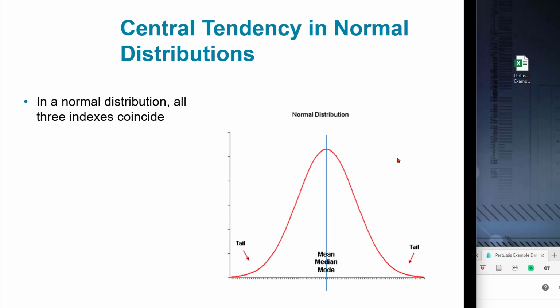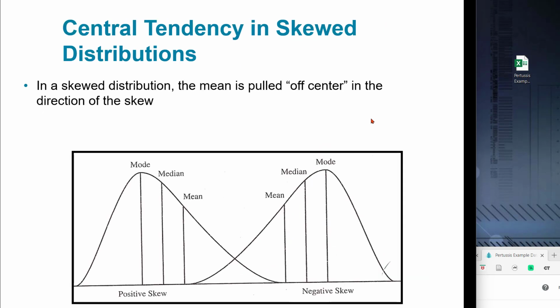The perfect normal distribution has all three indexes of the same value. As the indexes change, the distribution becomes more skewed, and the mean, mode, and median are pulled off center. So, if you have some values that are skewing the data higher, as with a positive skew, it will pull the mean away from the median and the mode. And vice versa, as you get more negative or smaller numbers, it pulls the mean and median down.